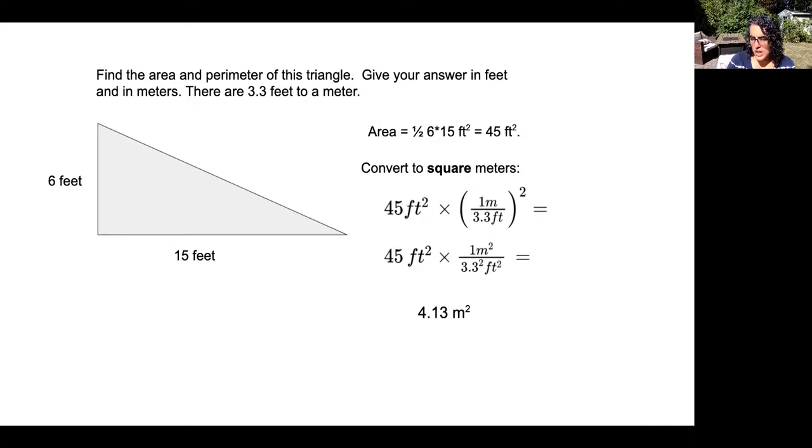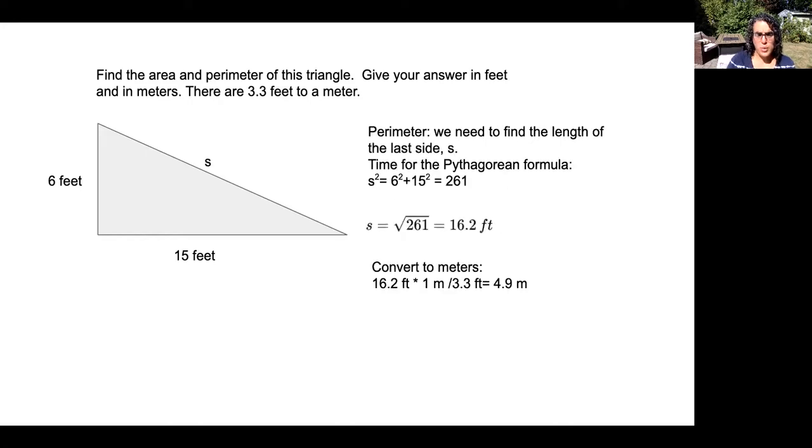Do we care about rounding? No, this isn't a scientific notation problem. So you could tell me 4.1 square meters. You could even give me 4 square meters if you wanted to. There's my answer. Now for the perimeter, we need to find the length of that last side.